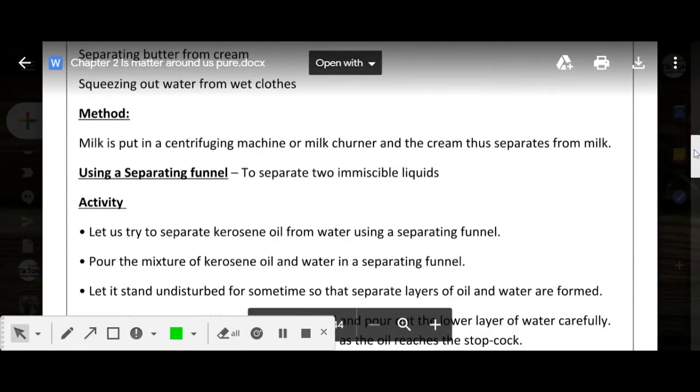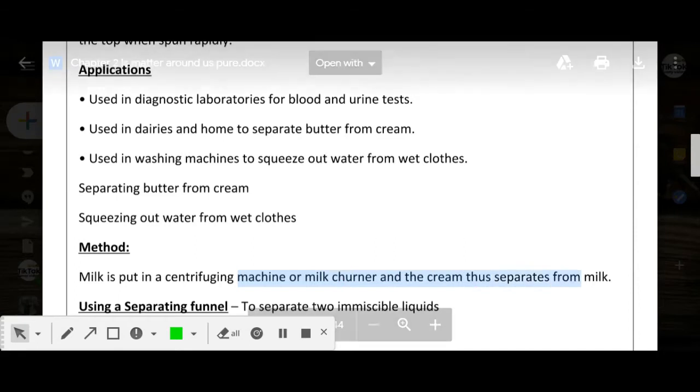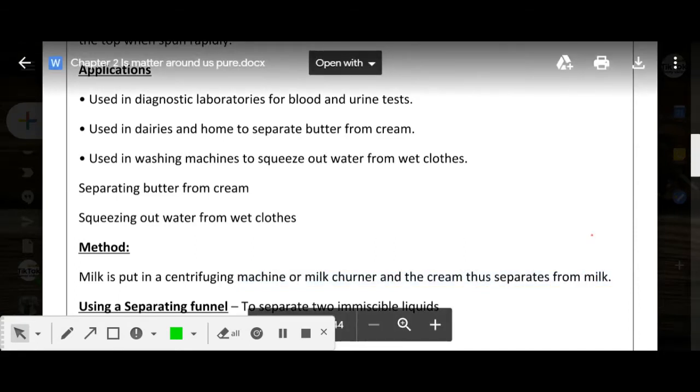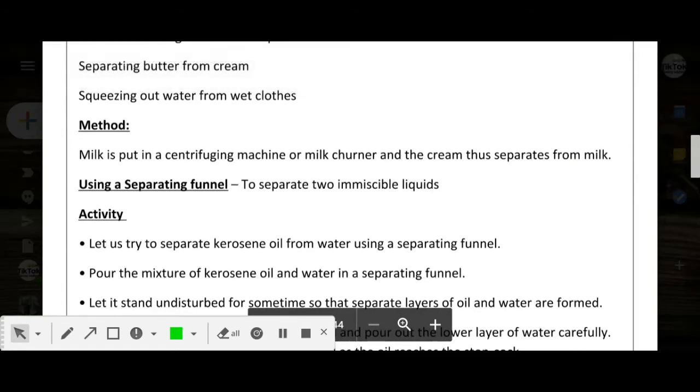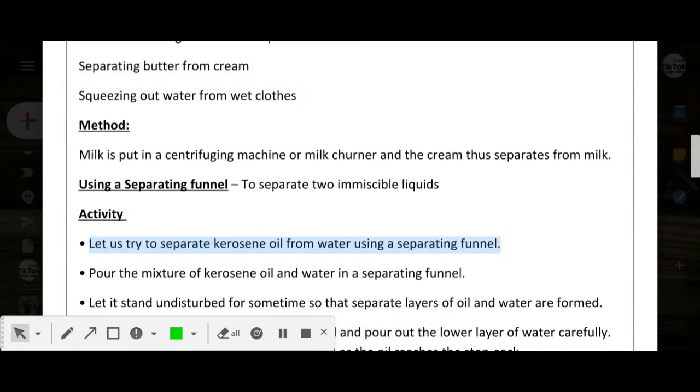And when milk is put in a centrifuging machine or milk churner, the cream separates from it, that we have already done. The other process is using a separating funnel. To separate two immiscible liquids, let us try to separate kerosene oil and water from a separating funnel.